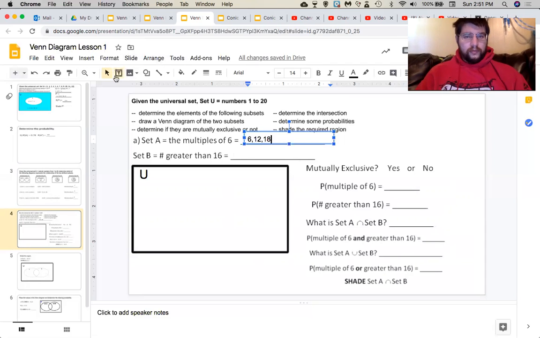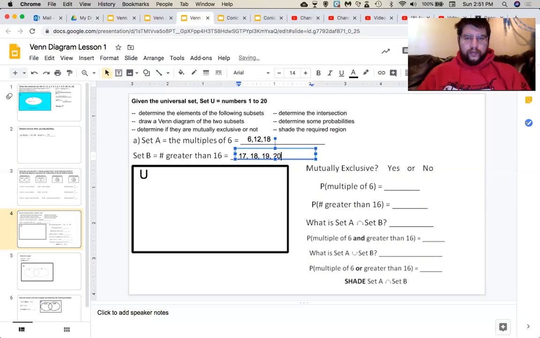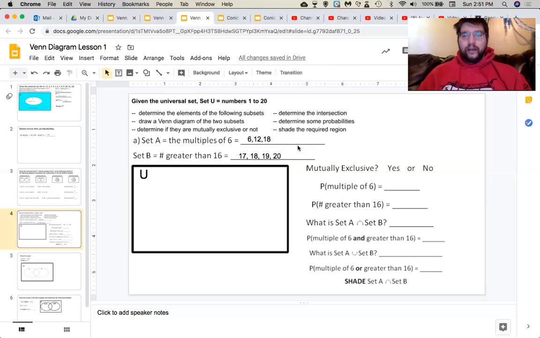Now, on this one, we have the numbers greater than 16. So that's strictly greater than, so it doesn't include 16. So 17, 18, that's a weird one, 18, 19, and 20. Again, 20 is the biggest number we have. We have only numbers from 1 to 20. So we can't go above 20.